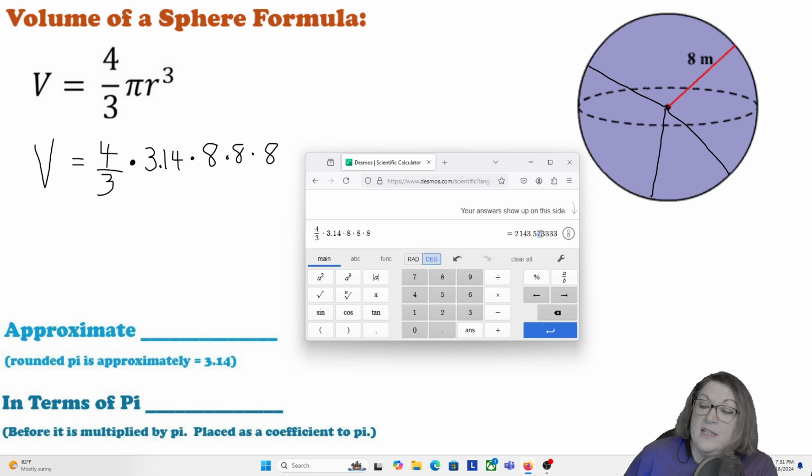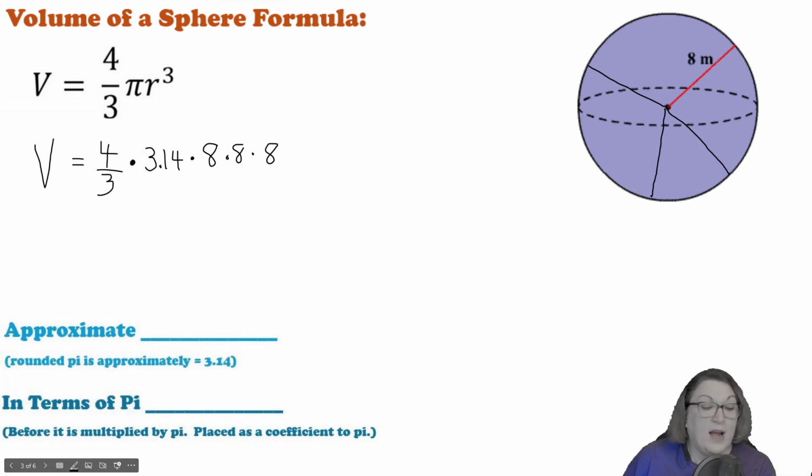If we're rounding to the nearest tenth, that 7 is going to round that 5 up to a 6. So let's go ahead and write that down in our approximate value, 2,143.6. And since we're dealing with meters this time, it's going to be meters cubed.